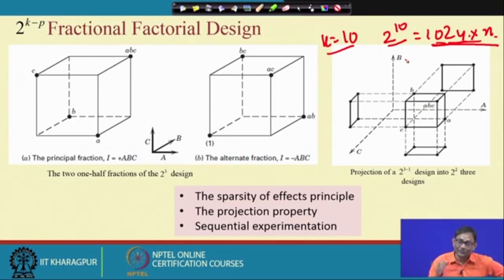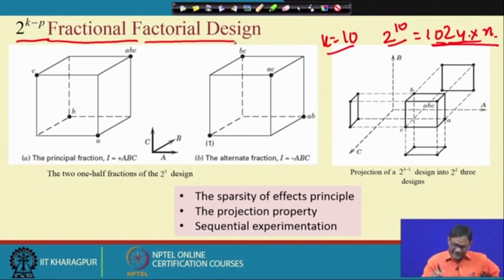All those things will be answered in 2 to the power k minus p fractional factorial design. So, in this class we will not go into details of the 2 to the power k minus p fractional factorial design, how it is done and also why it is accepted, the scientific basis and all those things. But for the time being we want to know what is this 2 to the power k minus p fractional factorial design.